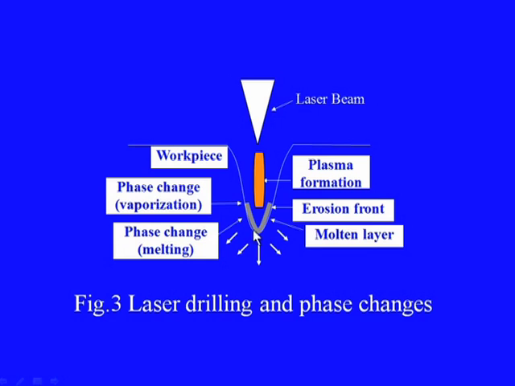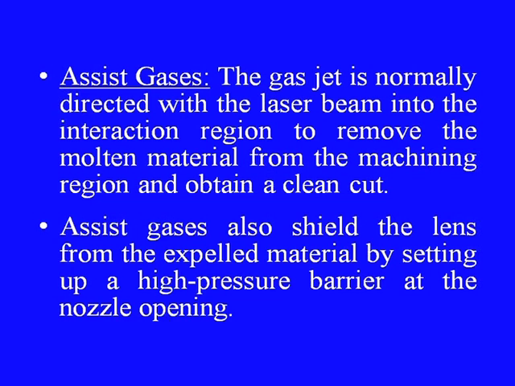So, this is being shown like this, and as we proceed with machining, the material in the subsequent layers of the workpiece gets heated up first, starts melting, and subsequently gets evaporated. Another important component in laser beam machining, as we have already indicated, is the assist gases. The gas jet is normally directed with the laser beam into the interaction region to remove the molten material from the machining region and obtain a clean cut.